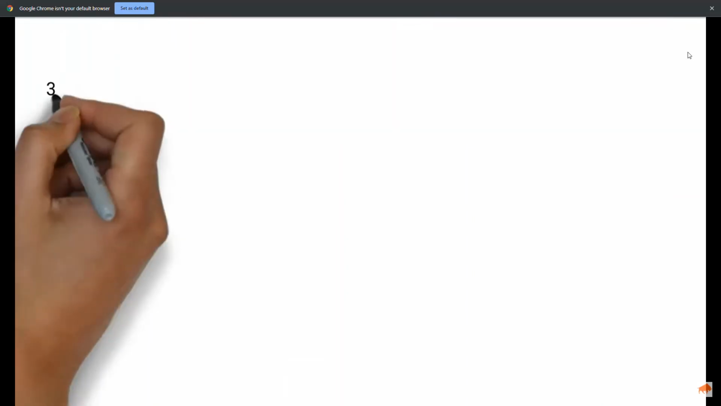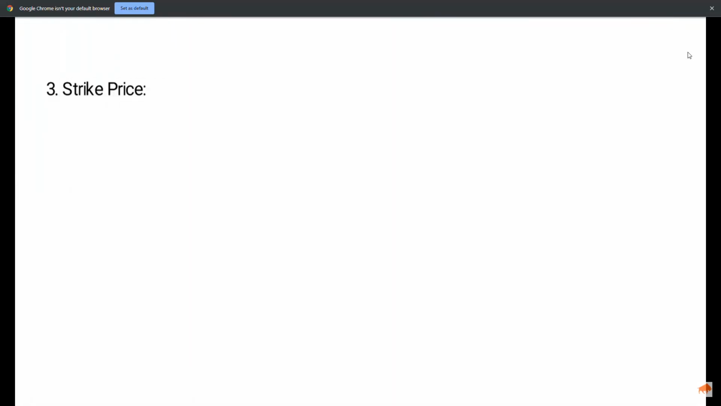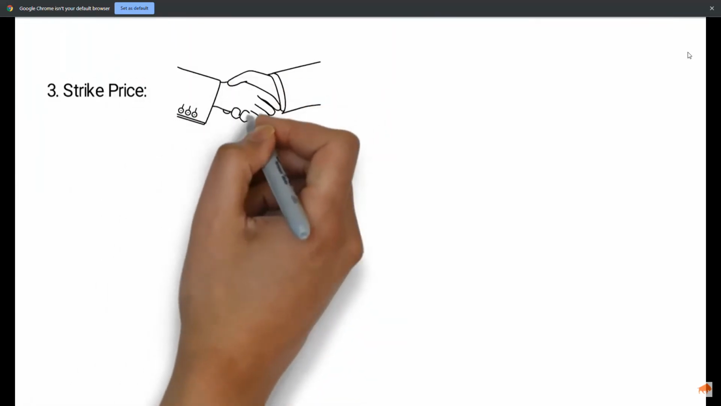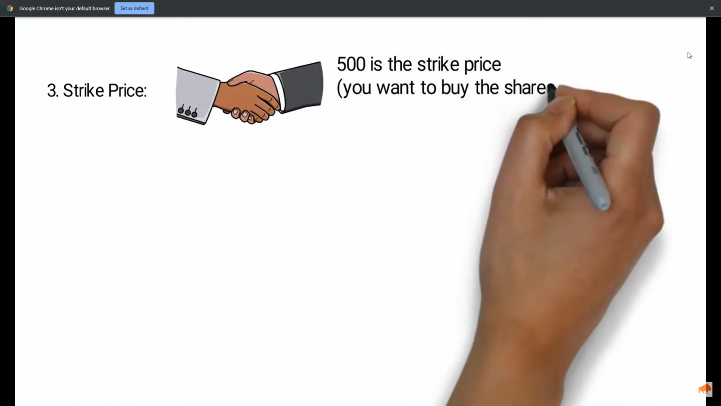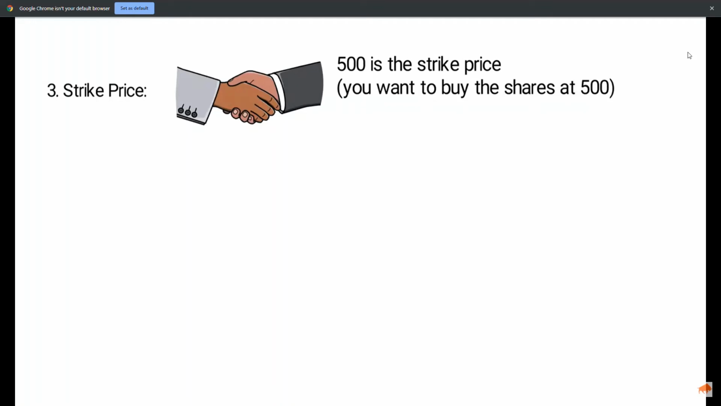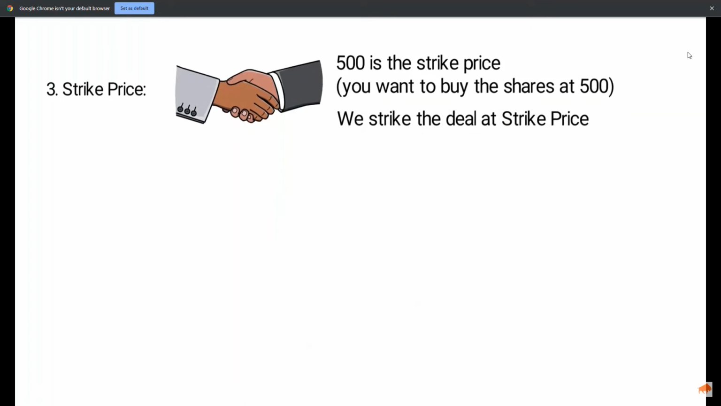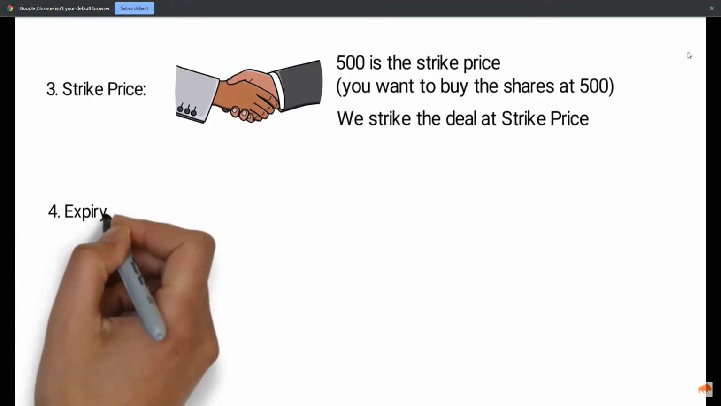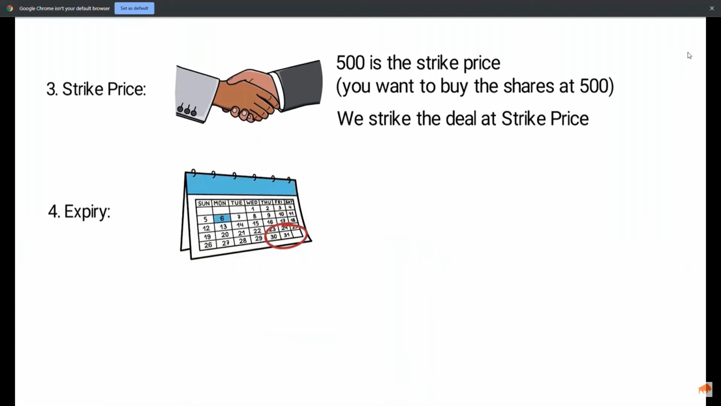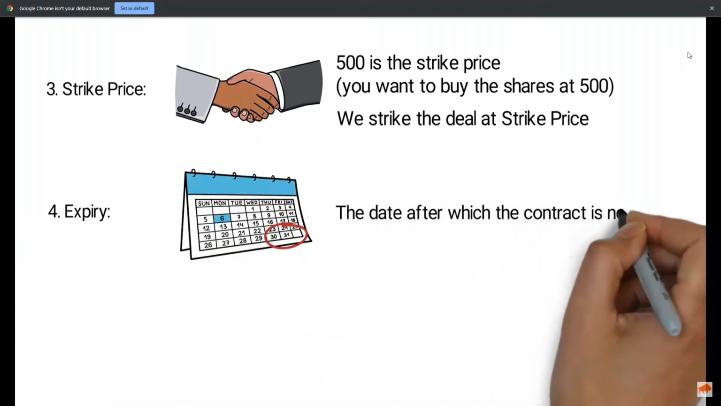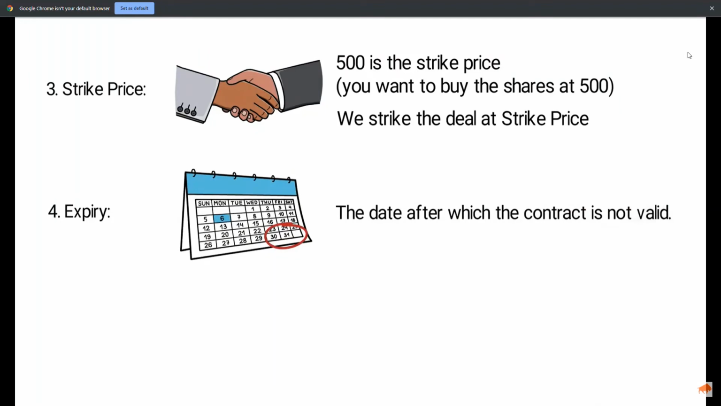Number 3, strike price. The price at which we strike the deal is the strike price. From our example, 500 is the strike price because you want to buy SBI shares at 500. You strike the deal at the strike price. Number 4, expiry. Like futures, here also expiry is the date after which the contract is not valid. From our example, the end of next month is the expiry.